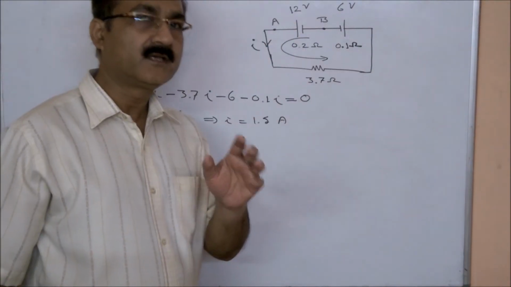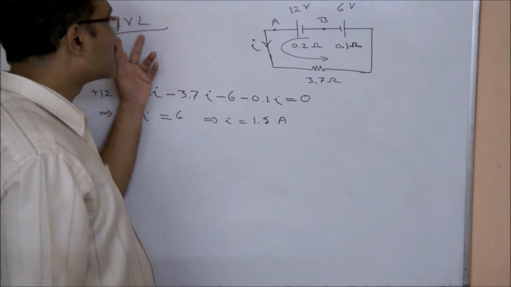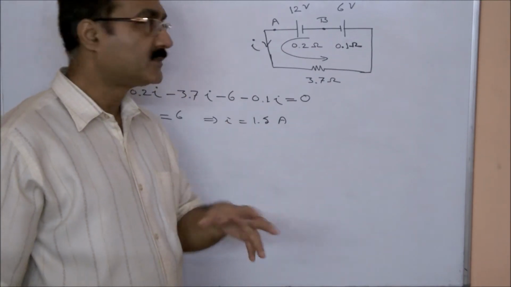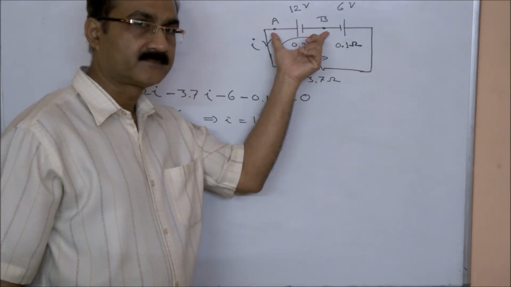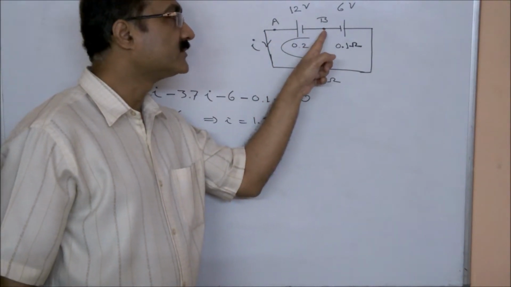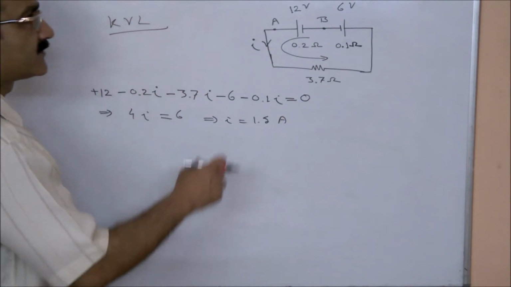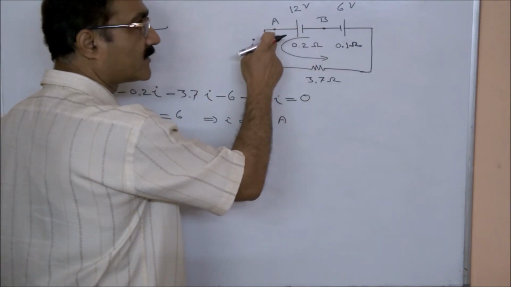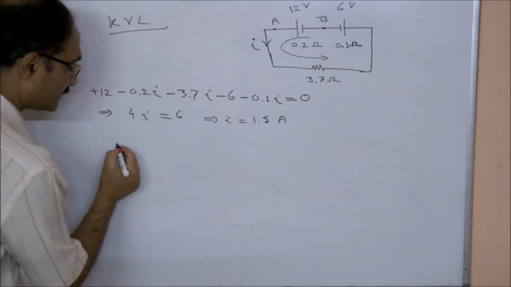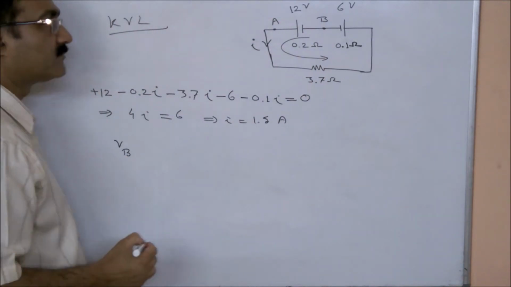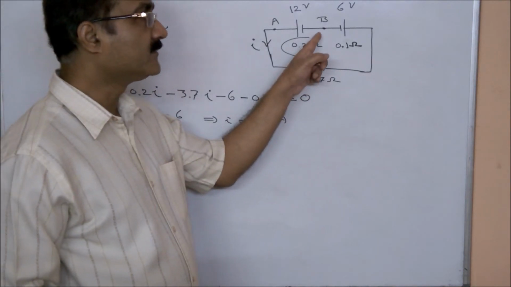Once we have found out the current I here, I can find the potential difference between point A and B. Again, we will apply this law, Kirchhoff's voltage law, but we will apply it only for this portion of the whole circuit. So I will start from this point, I will come and stop at this point. So this time I will write voltage at B, it is potential at point B.